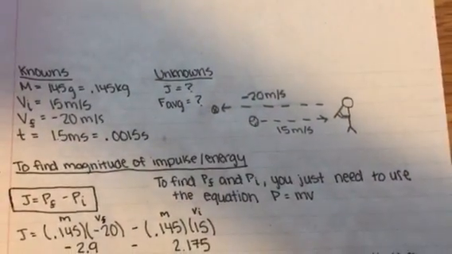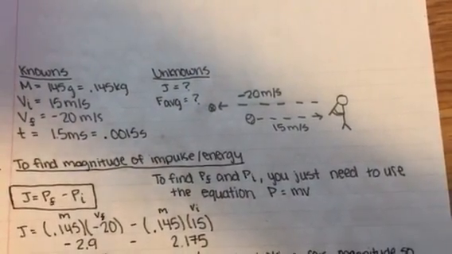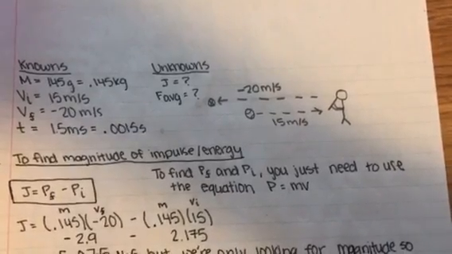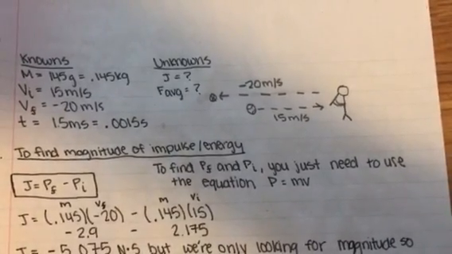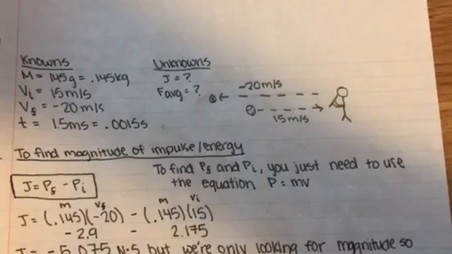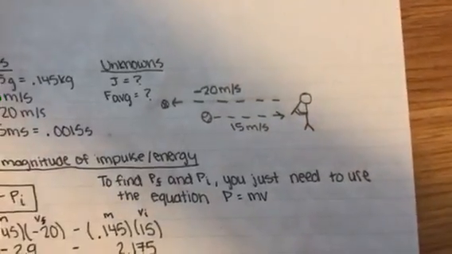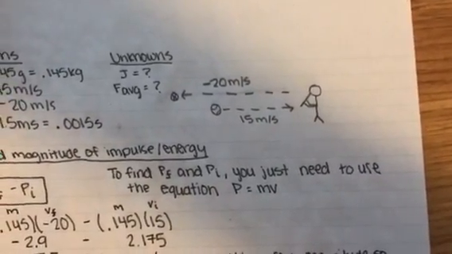As for unknowns, we do not know J, which is the impulse, and we also want to know what the average force was in the question. This is just a picture that I drew.